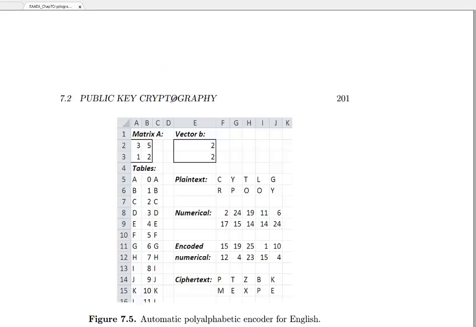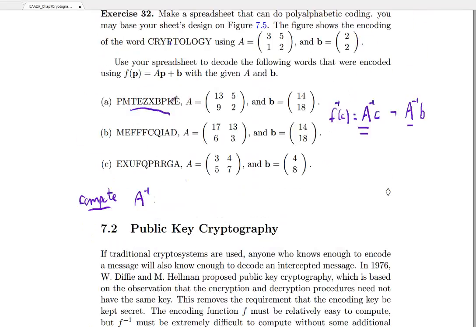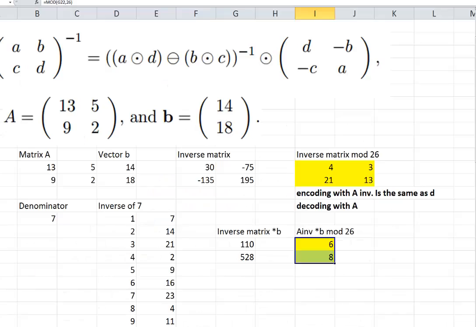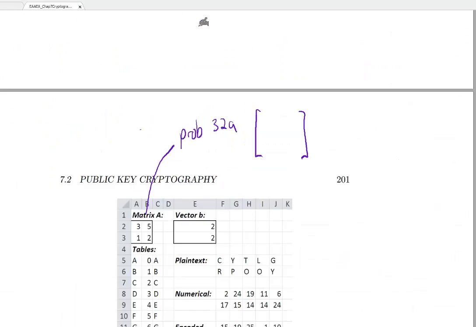So this is for which problem? For problem 32A. So for problem 32A, I'm going to replace this with, what was that matrix again? 4, 3, 21, 13. Okay? Now, I want to replace this also. What do I replace this by? Well, be careful.